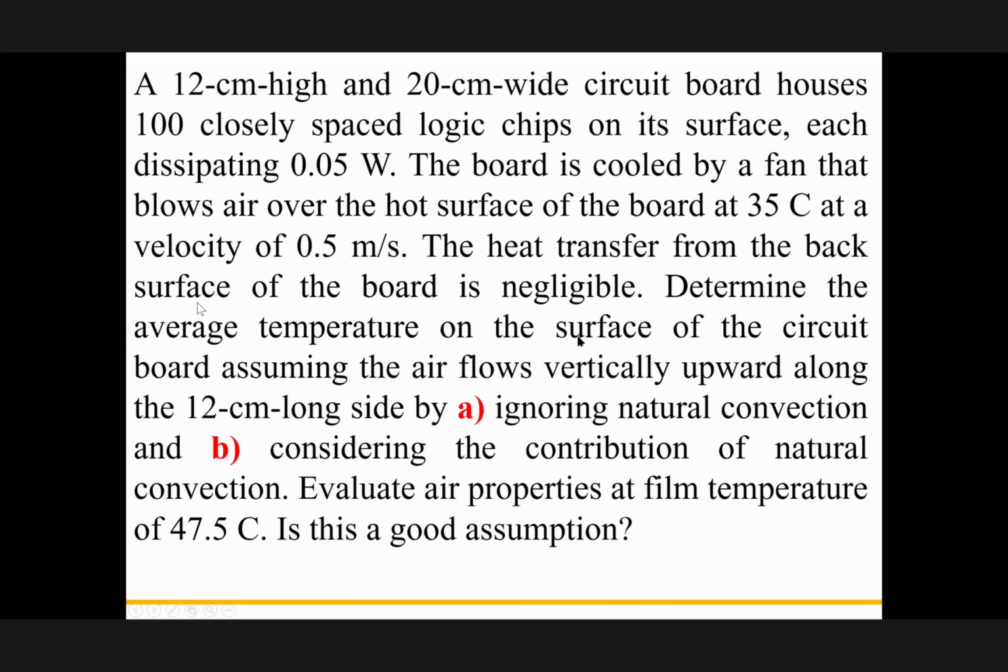Determine the average temperature of the surface of the circuit, that plate, assuming the airflow is vertical, upward along 12 centimeter length. Therefore, we assume we have a plate, 12 centimeter, and we have a fan at the bottom here, going the same direction. Could you please read?